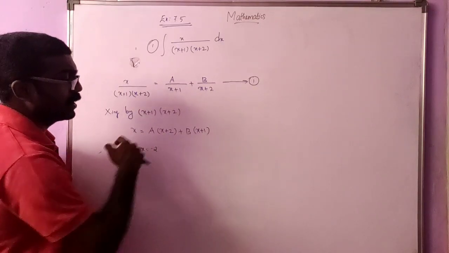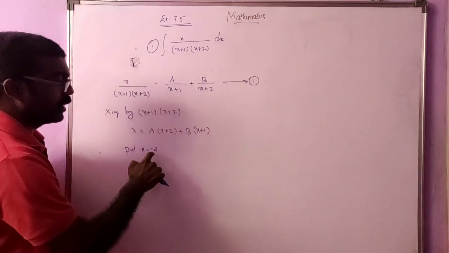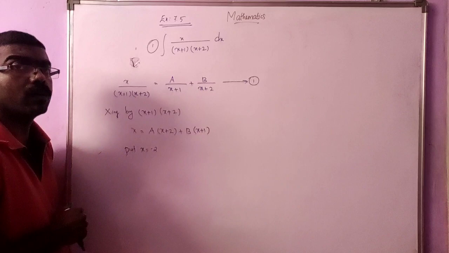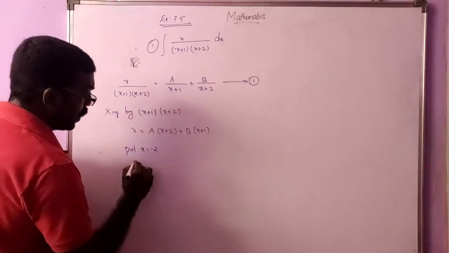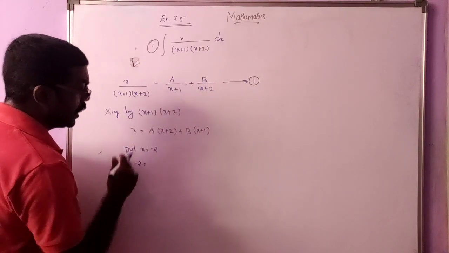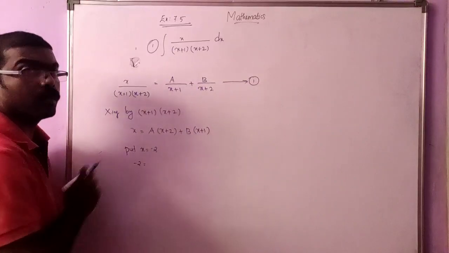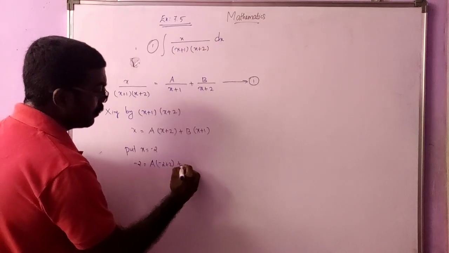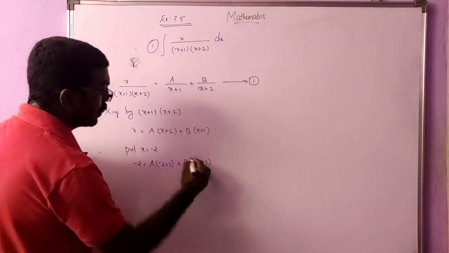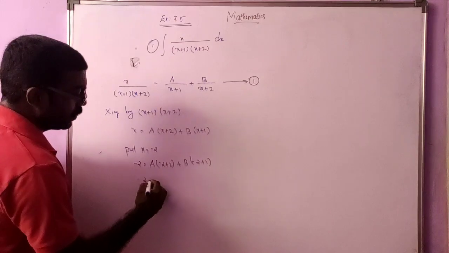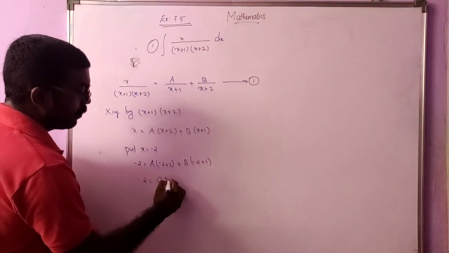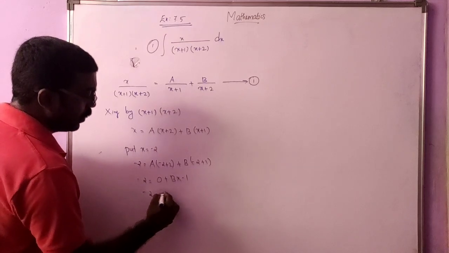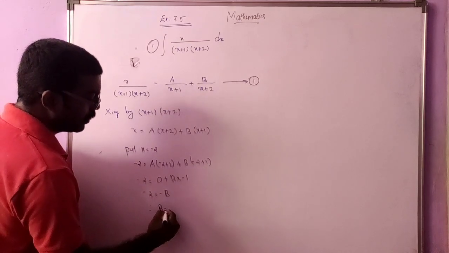That means the linear factor. Here x plus 2, so we take minus 2. If it is x minus 2, we have to take plus 2 to get 0. So here minus 2 is equal to, wherever we have x, we have to replace it by minus 2. a into minus 2 plus 2, then plus b into minus 2 plus 1. That is minus 2 equal to a into 0, 0 plus b into minus 2 plus 1, that is minus 1. Or minus 2 equal to minus b, therefore b equal to 2.